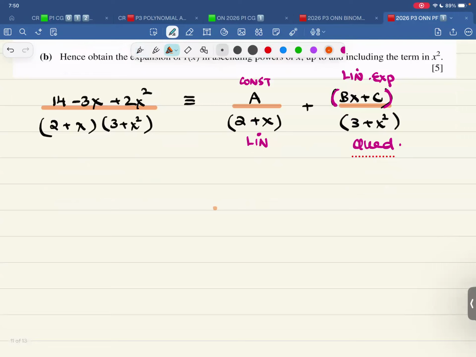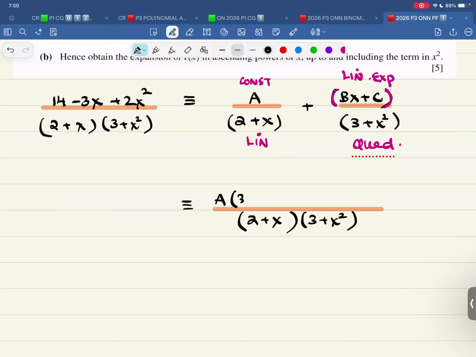Now, let me write over here after taking the LCM. So this is 2 plus x. This is 3 plus x squared. A is multiplying with 3 plus x squared, bx plus c. If I forget the bracket, what happens? This is multiplying with 2 plus x. So if I forget, it seems that the c is only multiplying with 2 plus x, whereas in reality, the whole thing is multiplying. So brackets are for free.